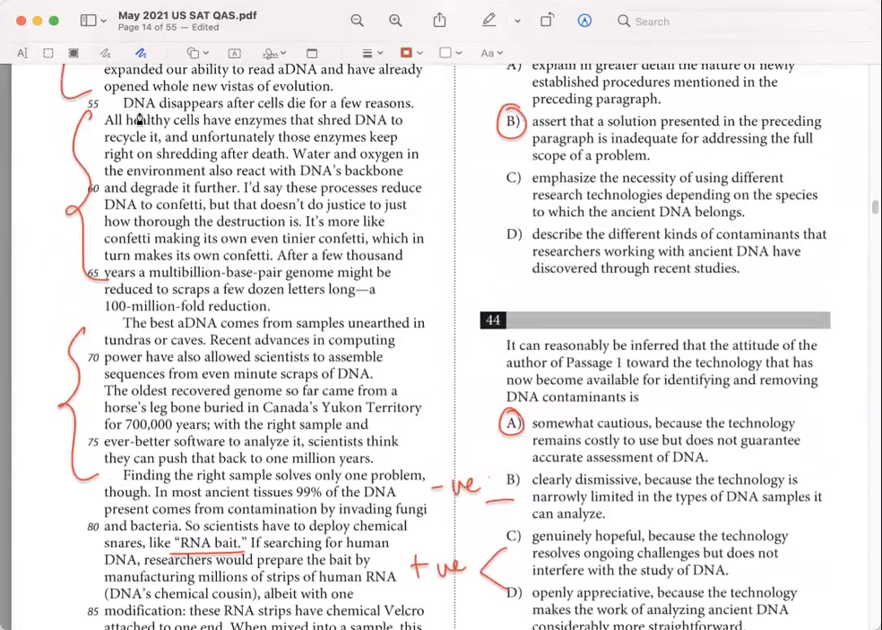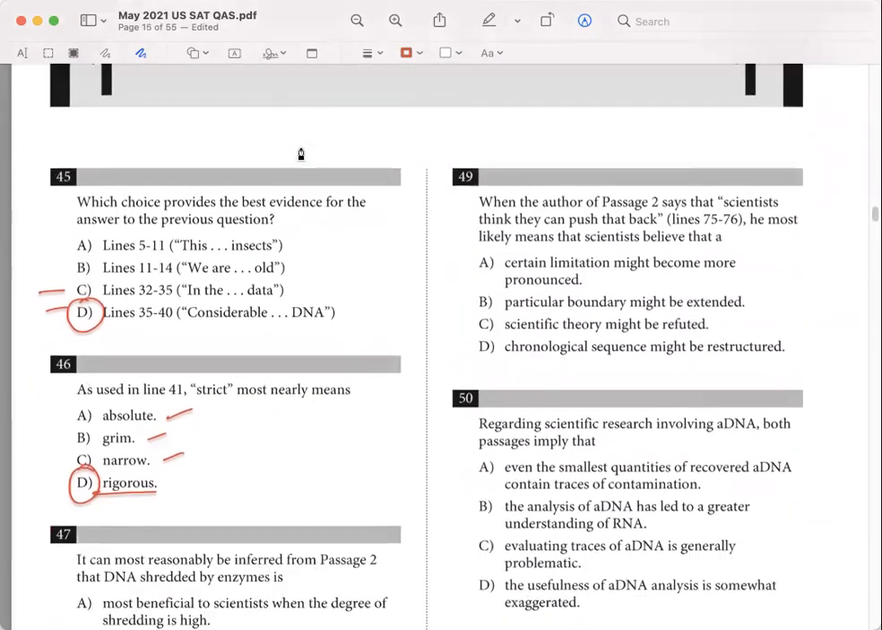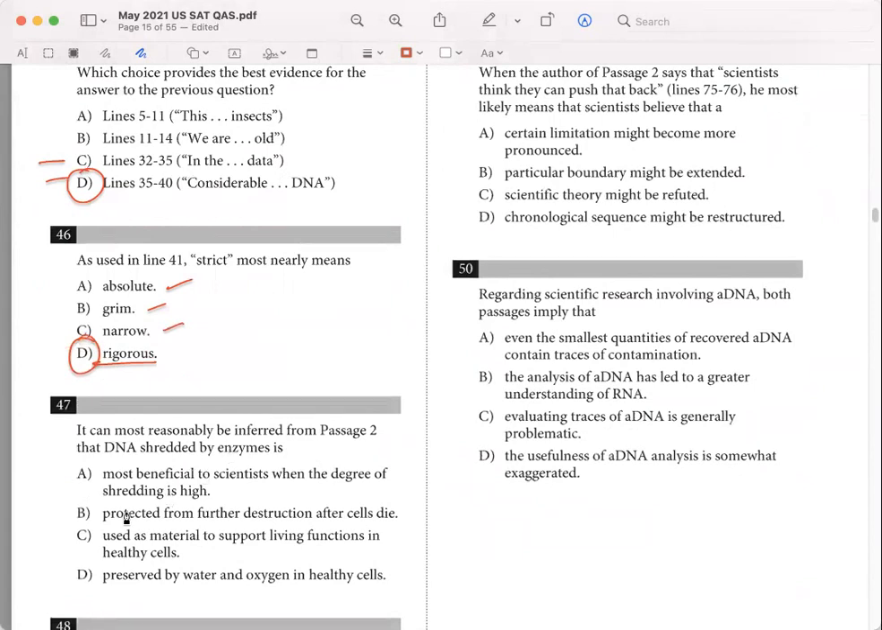Yeah, DNA disappears after cells die for a few reasons. All healthy cells have enzymes that shred DNA to recycle it. And unfortunately, those enzymes keep shredding after death. So the DNA shredded by enzymes is protected from further destruction after cells die. That's not true, right? Because the enzymes keep shredding. So B is out.